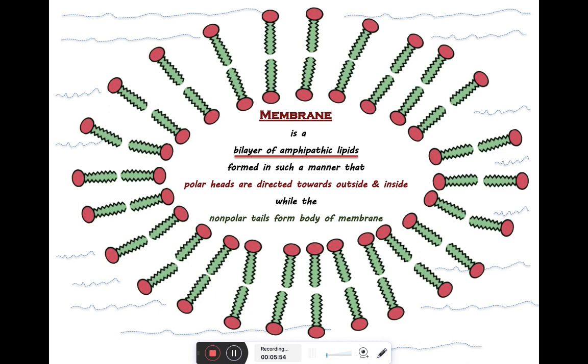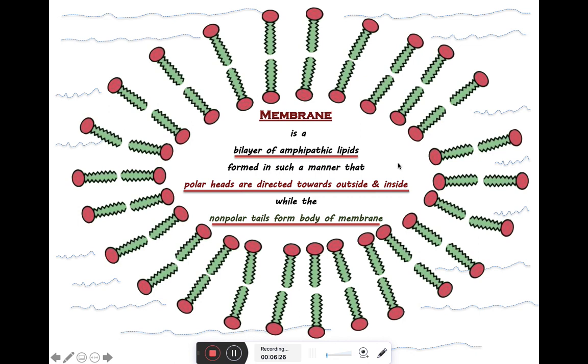Number one point to remember about the membrane is that it is a bilayer. Second, the polar heads are towards the outer side and towards the inner side, and the non-polar tails form the body of the membrane. This is different from micelles. Micelles are a monolayer and the membrane is a bilayer. Second, in micelles, the polar heads are towards the outer side and the non-polar tails are towards the inner side. But in membranes, both sides, inner as well as outer, are the polar heads.